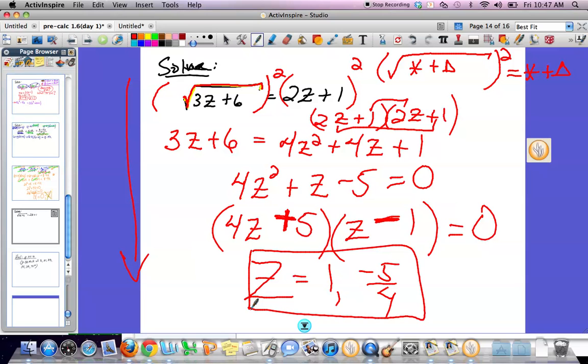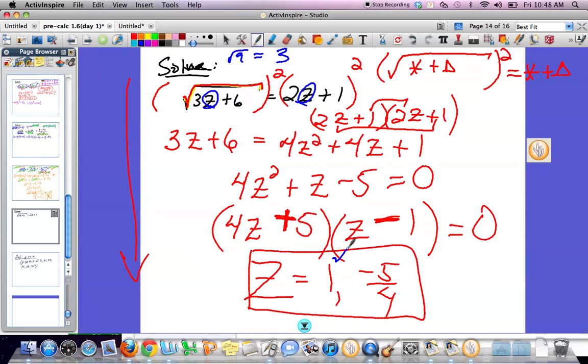Whenever you square square roots, always check your answers because you might gain a root. Check it in the original. So I'm going to check it right here and right here. We'll check 1 first. 3 times 1, 3 plus 6 is 9. The square root of 9, of course, is 3. Over here, 2 times 1, 2, 2 plus 1 is 3. Square root of 9 equals 3. Right on. We know that one works.